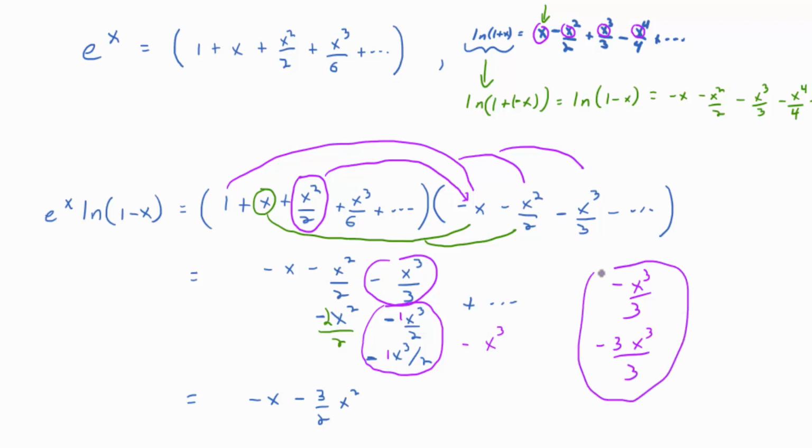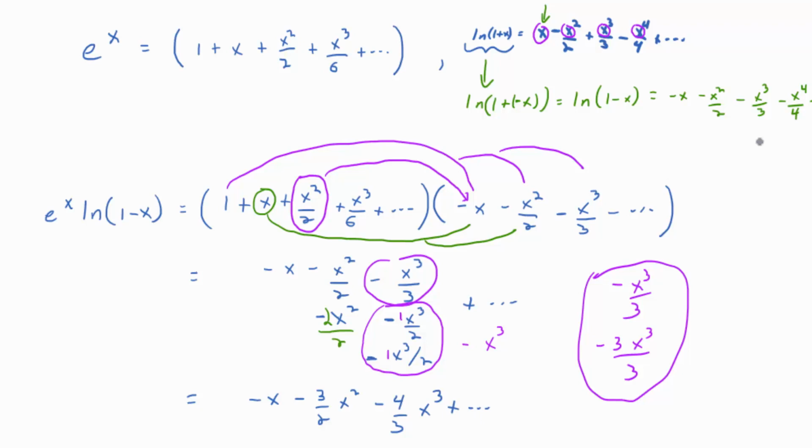So let's add these guys together. What do we get? Minus 4/3 x cubed, and it does keep going. But this only works on a certain interval. We'll talk about that. Any questions on how I did that multiplication?